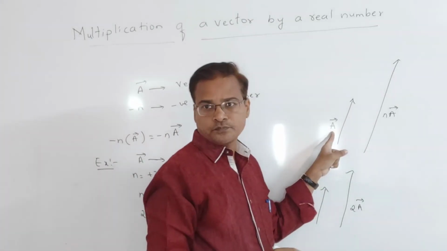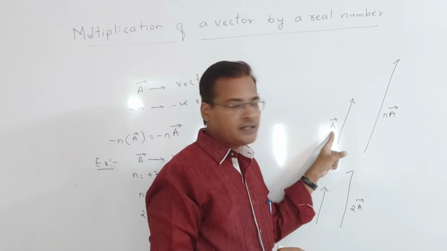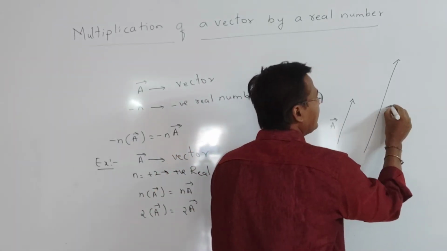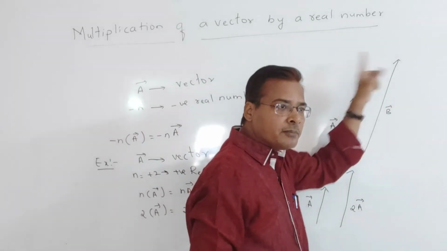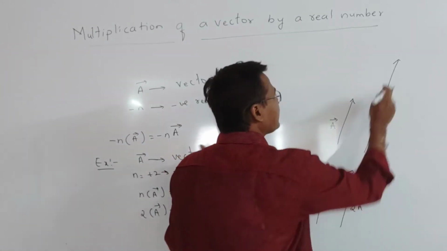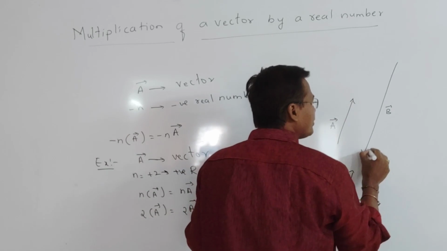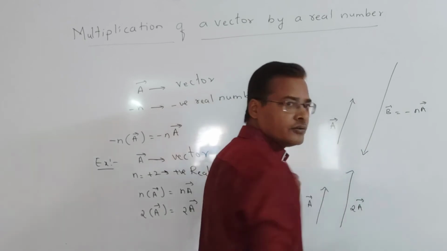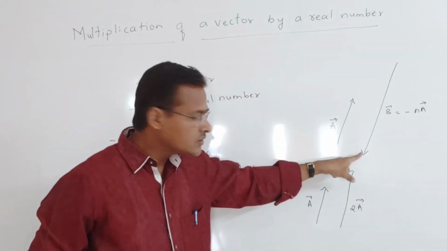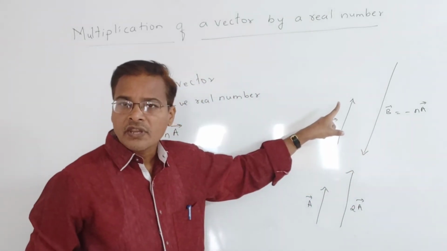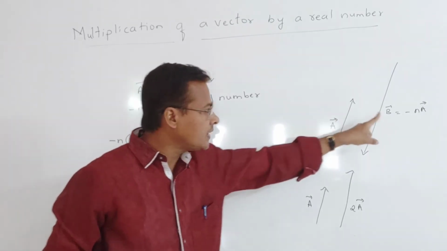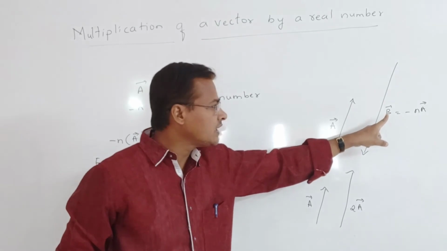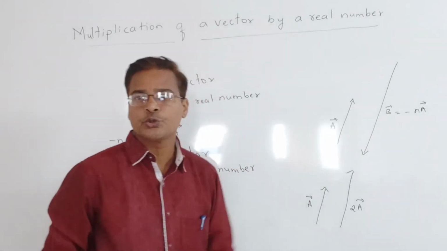So that will be what? A negative vector, this is the B vector. Earlier it was the same thing, but when you multiply with the negative number, its direction is going to be changed. That is, B vector equals minus n A vector. Its direction is opposite to the A vector. B vector is multiplied with a negative real number, so the direction is going to be changed.